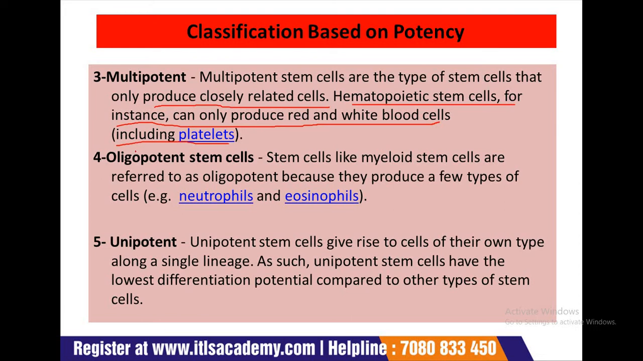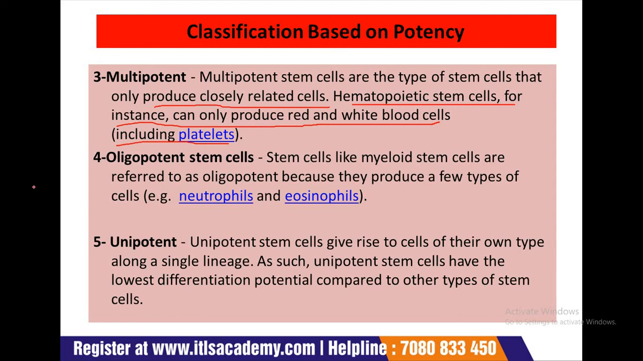Here, as we can see, hematopoietic stem cells can only produce red and white blood cells, including platelets. Because these types of stem cells yield very specific, closely related cells, they are found in many tissues in the body where they perform this function. Multi means several. So now we can differentiate three cells. First one is the totipotent. Toti means whole, pluri means many, and multi means several.